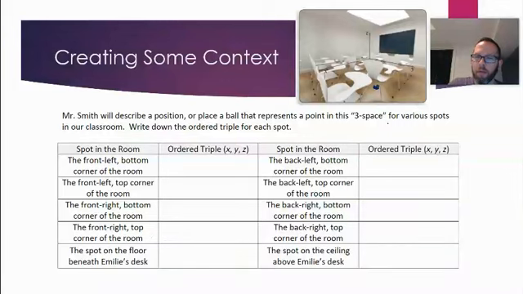If you want to take a few minutes and think about what these ordered triples would be, you can write them as points, in round brackets, X, Y, Z. You can give it a go. Otherwise, I'm going to go through these right now.